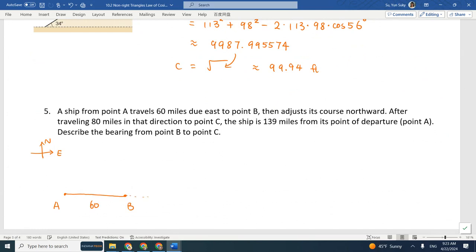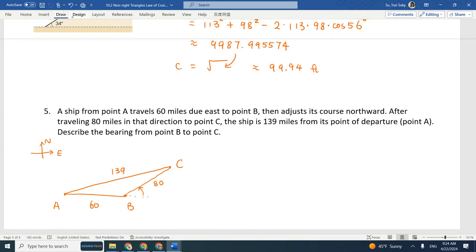And then adjust the course northward. So go to north a little bit and then travels 80 miles to point C. Now the ship is 139 miles from A. Describe the bearing from point B to C. So we're looking for the angle here. Right? Oh no. So the bearing, okay, not this angle.